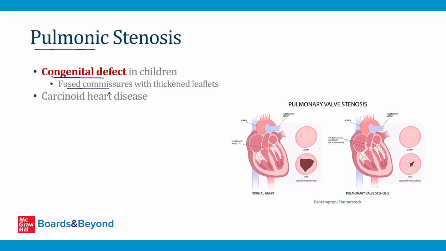The commissures are the spaces between the valve leaflets, but if those are fused, the leaflets can become thickened, and this can lead to congenital pulmonic stenosis. And then pulmonic stenosis can also occur from carcinoid heart disease, but once again, a very, very rare valve condition.